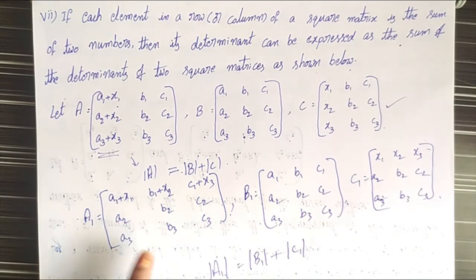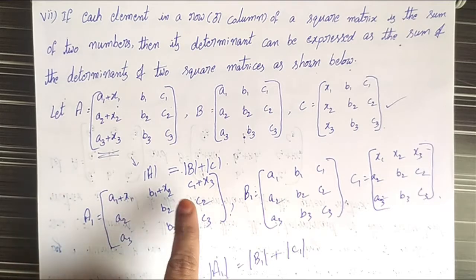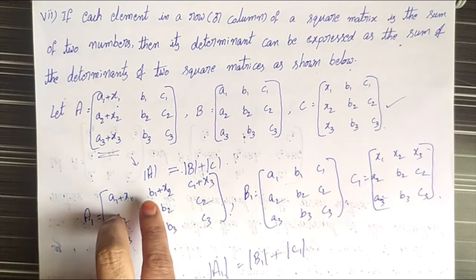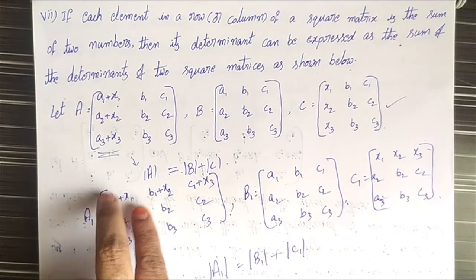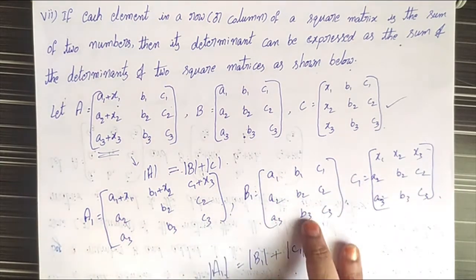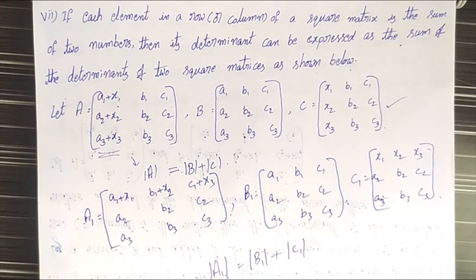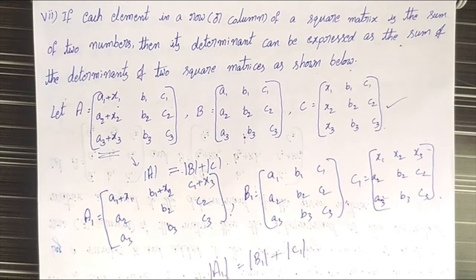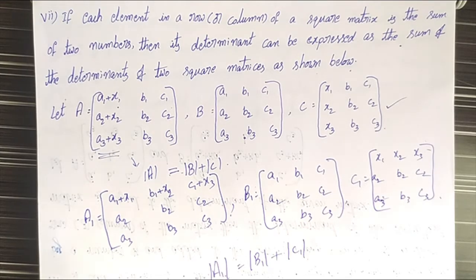If in a matrix each element of a row or a column is the sum of two numbers, then that matrix determinant can be expressed as the sum of the determinants of the two matrices taken in the below form. This is the 7th property in the properties of a determinant.